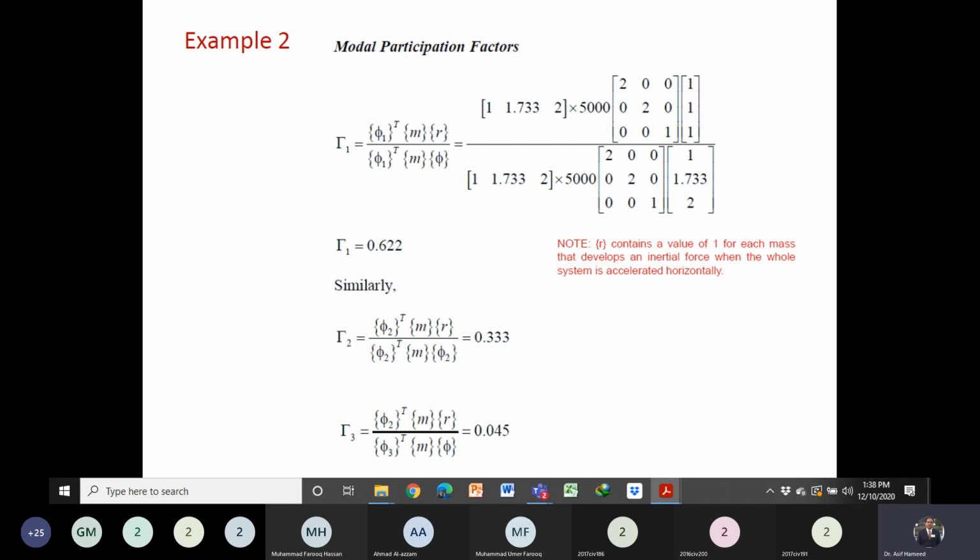But if some mass can move in another direction and the force is acting in some other direction, okay, mass is moving in one direction, force is acting in some other direction, then the inertial force will not be in that direction. So we will have the influence coefficient vector value for that particular mass equal to 0. ठीक हो गया? Clear है?